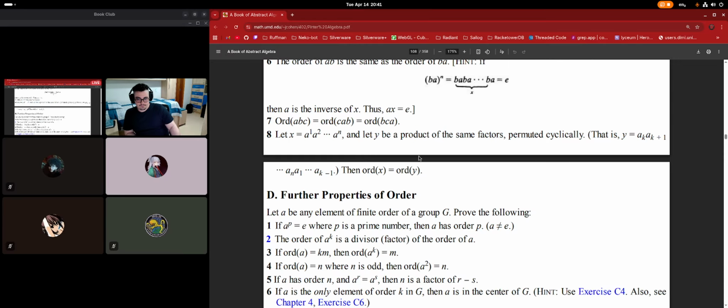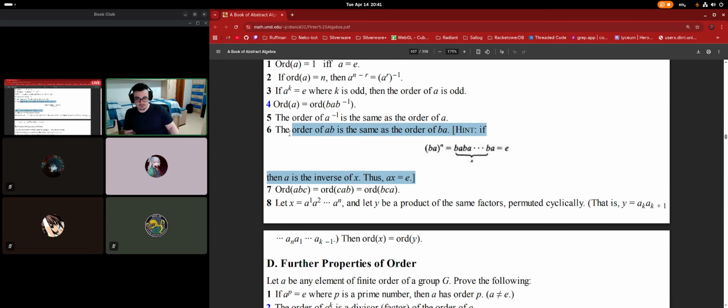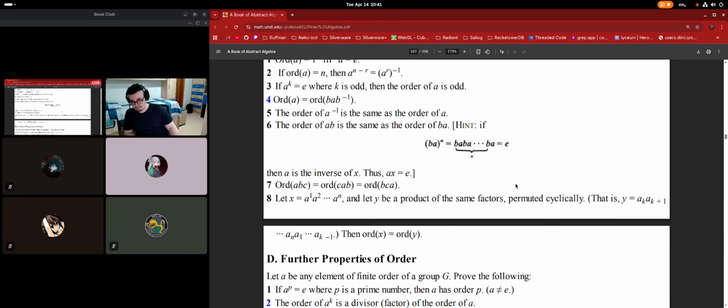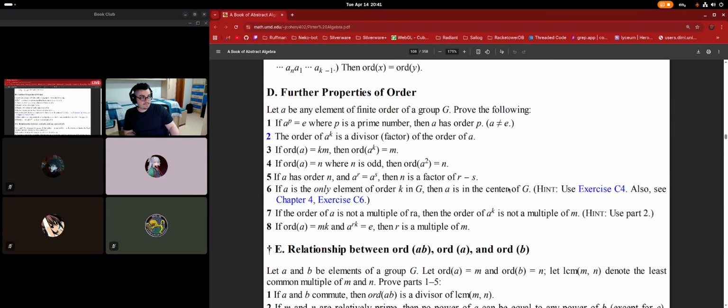Let the product of some factors permuted cyclically be given, then the order is the same. I think this is just a generalization of this, right? And I guess you're going to get the principle of this by doing this one. Fair enough. Okay, so exercise D.